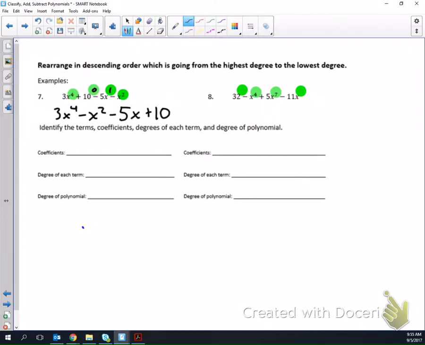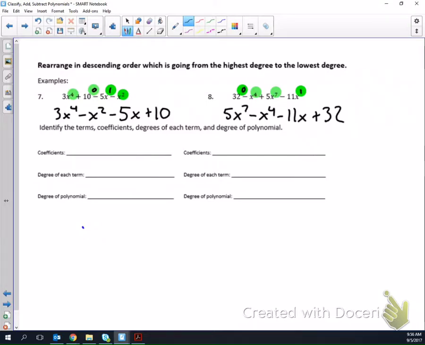With the 32, there's no variable, so that's just going to be a degree 0. Over here, on the minus 11x, there is an x there, but we don't see its degree, so that's just 1. So put them in order. 5x to the power of 7, minus x to the power of 4, minus 11x plus 32.